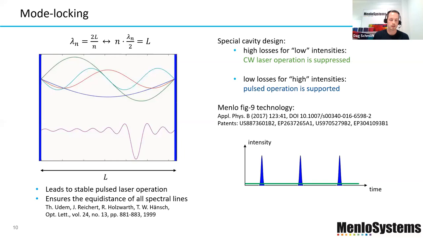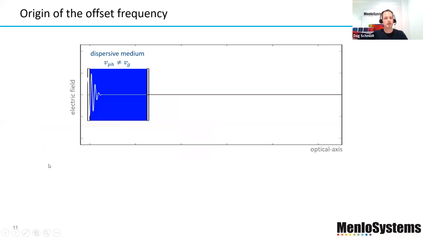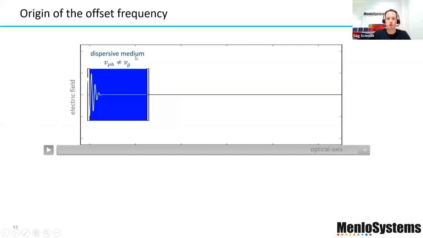All right, so one thing is missing here in this very simple animation, and this is dispersion. And so to go one step further, this is a little bit closer to reality. Of course, this is also a very simple animation here, but what I've drawn here is a cavity. And since a real-life cavity always includes optical elements, this can be described as a dispersive medium. And if you have dispersion, then in general, the phase velocity will not equal the group velocity.